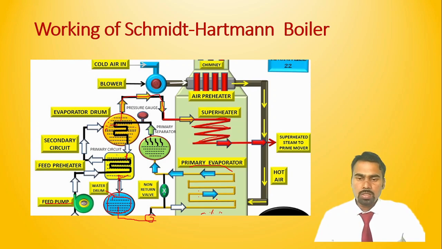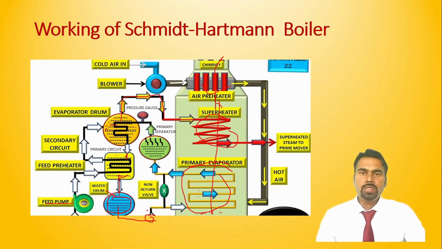So this is about the construction and working of the Schmidt-Hartmann boiler, and the remaining working of the Schmidt-Hartmann boiler is the same, that is how the air preheater works. See here, air preheating takes place in the air preheater, and all these components, in the sense this evaporator, this superheater and this air preheater, are placed in the path of flue gases. These flue gases we can send through the chimney into the atmosphere.